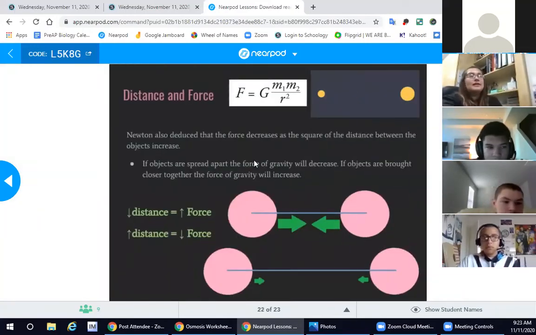All right. The other part of his law stated that distance affects force. He deduced that force decreases as the square of the distance between the objects increases. Meaning if objects are spread apart, the force of gravity will decrease. If objects are brought closer, the gravity will increase. So the less distance something has, oh, did I do that backwards? No, the less distance something has, the greater the force. The more distance apart objects are, the lesser the force.